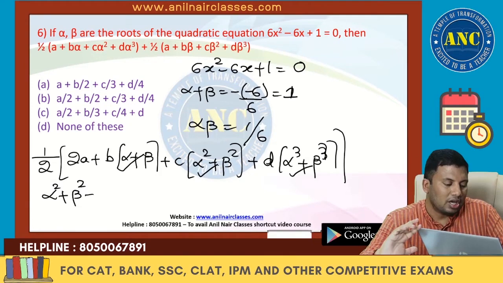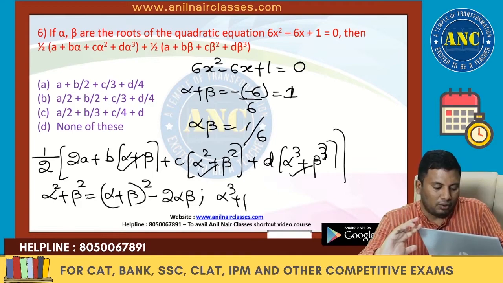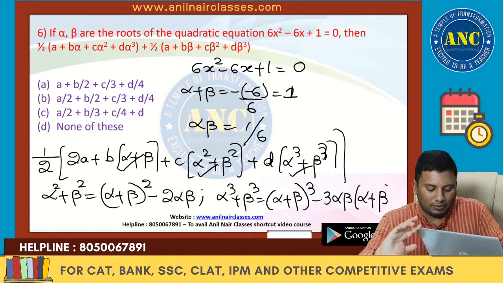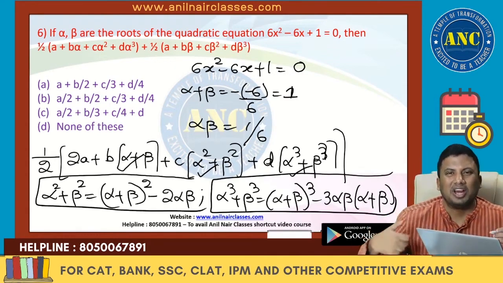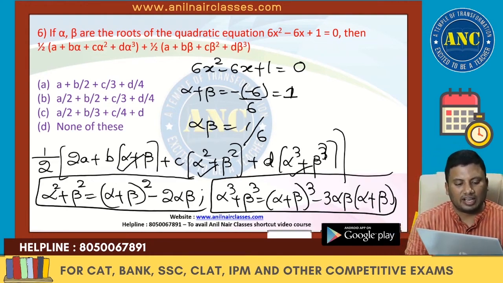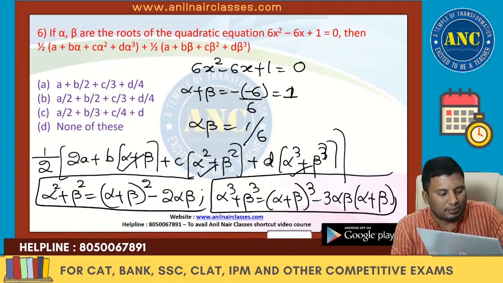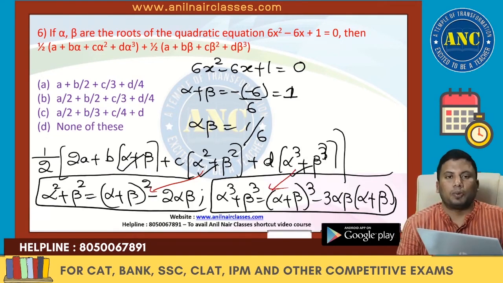Simple substitution. Alpha square plus beta square is alpha plus beta whole square minus 2 alpha beta. Substitute it. Alpha cube plus beta cube is alpha plus beta whole cube minus 3 alpha beta into alpha plus beta. Substitute here and check with the answer options. Anything which involves too much counting, please do it on your own. Whatever answer you get, that itself is the answer. I hope the idea is clear. Here substitute alpha square plus beta square. Here substitute alpha cube plus beta cube.